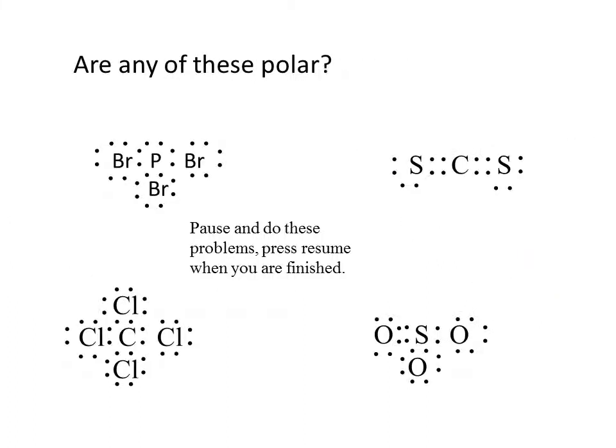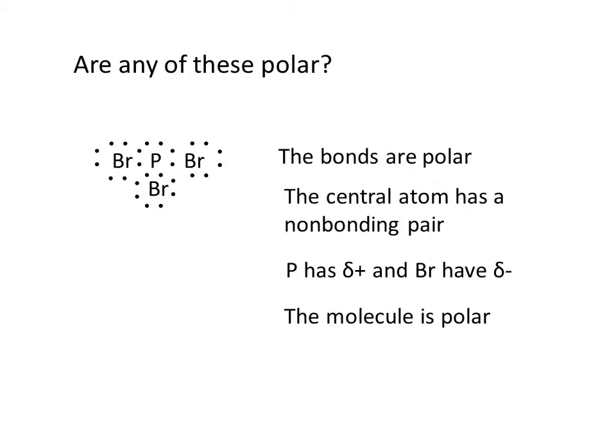Let's look at these molecules now using the principles that we've just looked at and try to identify, are these molecules polar or nonpolar? So is this molecule polar? The first thing we notice is that the phosphorus-bromine bond is polar. Phosphorus has an electronegativity of 2.1 and bromine 2.8. That would give the phosphorus a del positive and the bromine a del negative charge. However, the most important thing to notice is that phosphorus has a non-bonding pair on that central atom. Because that non-bonding pair is there, it throws this molecule into a trigonal pyramidal shape, which is slightly asymmetrical. As a result, the molecule is polar.